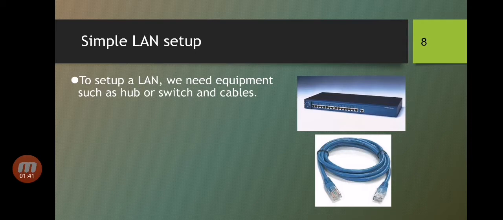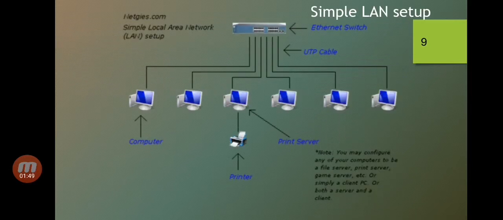How will you set up a LAN? We need equipment such as a hub or switch and cables. If you see here, how would you connect printers and computers within a LAN? You need to have an Ethernet switch. You need to have a cable. You can decide whether you want to use the UTP cable. You can use the 10BASE-T or 10BASE-F, depending on the organization's needs. This diagram shows you the simple LAN setup.